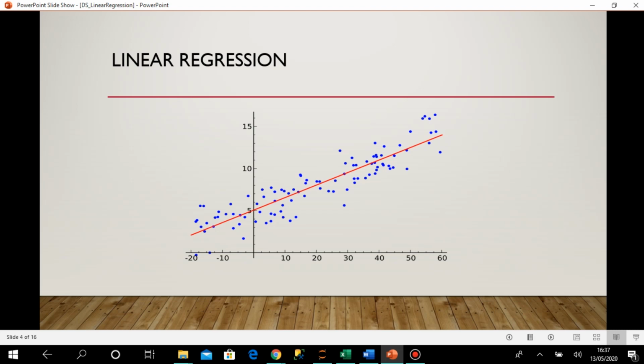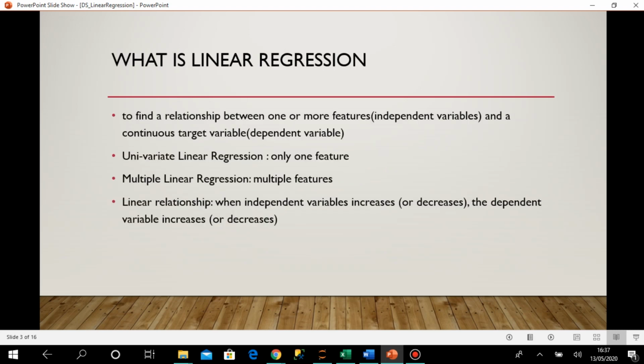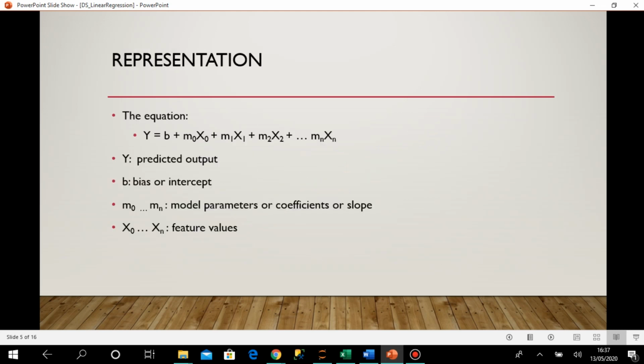So every time x will be multiplied by 2, and then the y value will be calculated and the bias will be added. So these terms you should be familiar with. y is the predicted output, b is the bias or intercept, and these m values are called model parameters, coefficients or slope. Any term we can call them, and x0 to xn are the feature values.